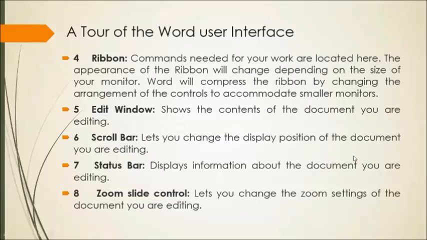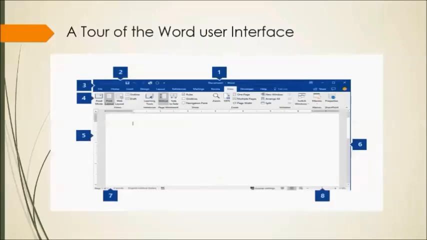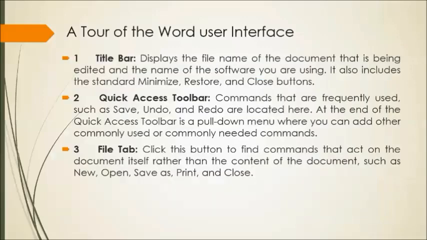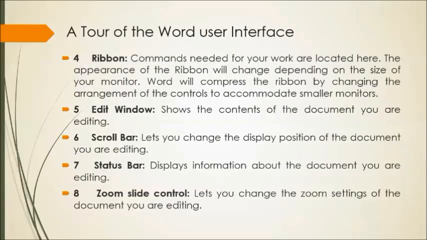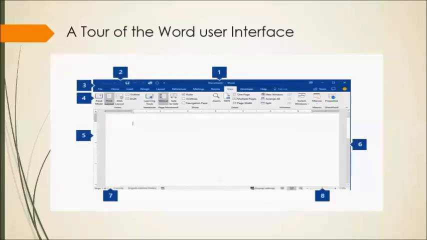Next, number six, we have the scroll bar, which lets you change the display position of the document you are editing. And number seven, we have the status bar, which is located at the bottom of the screen. The status bar displays information about the document you are editing. Number eight, we have the zoom slide control, which lets you change the zoom settings of the document you are editing. That's on the right corner of the screen.